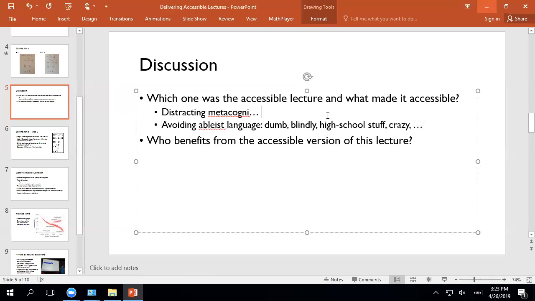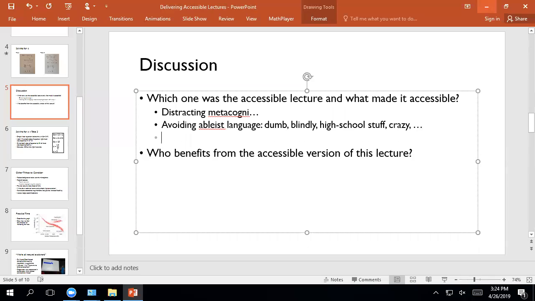So the ableist language is what makes it non-accessible, and avoiding those types of expressions would make a lecture more accessible. What was the other thing about the accessible version of the lecture that made it accessible in addition to the language? The fact that we're very descriptive of exactly what you're doing rather than general.